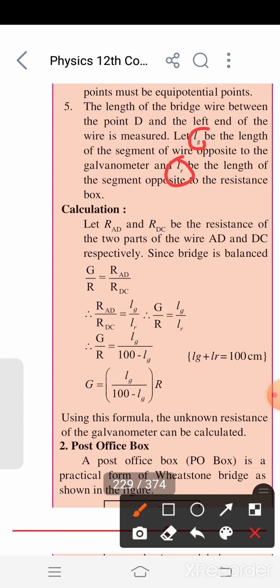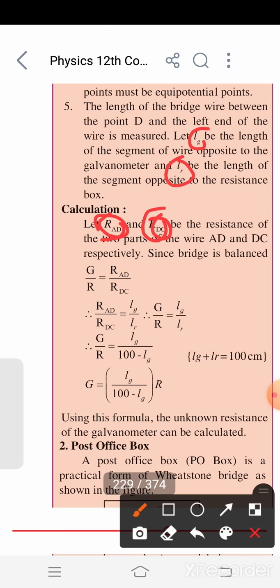Then how to calculate the resistance of a galvanometer using a meter bridge? Let RAD be the resistance across wire AD, and RDC the resistance across wire CD or DC, respectively, since the bridge is balanced. If the bridge is balanced, then the resistance across wire AD is RAD and the resistance across wire DC is RDC.